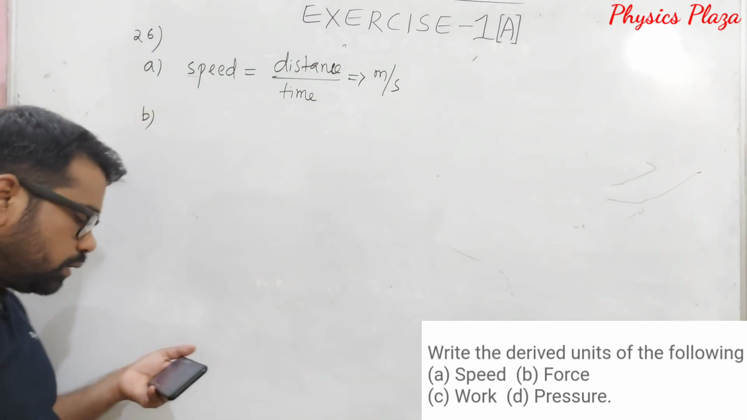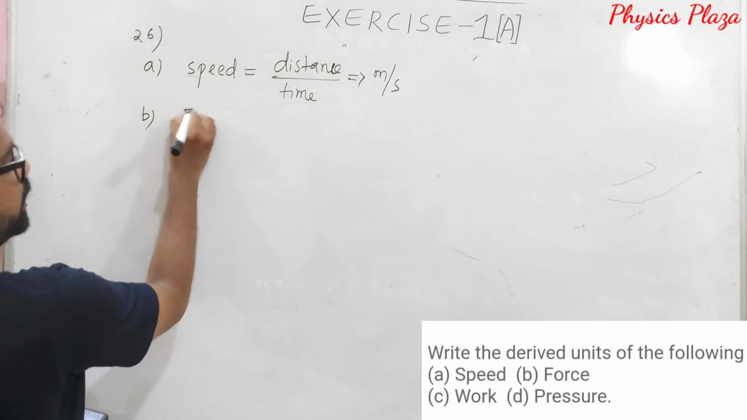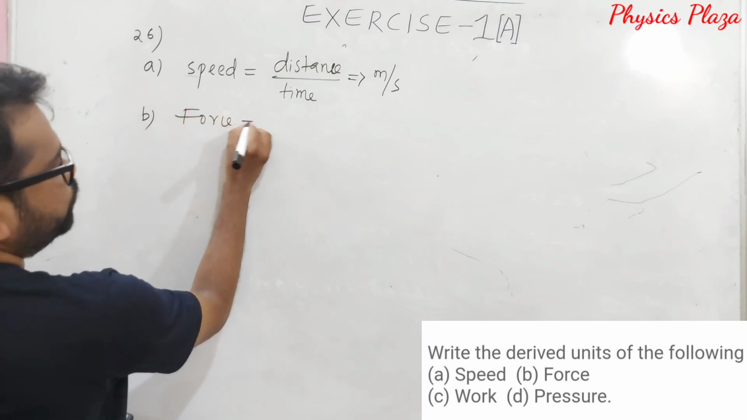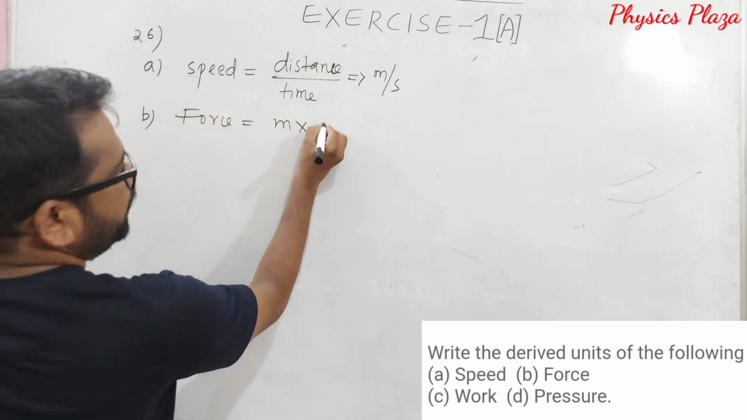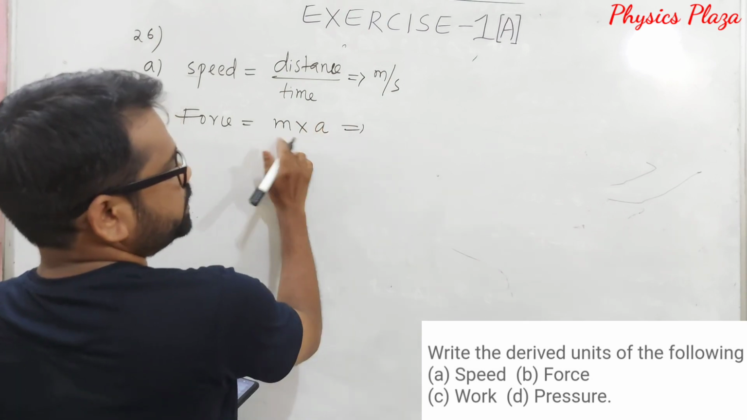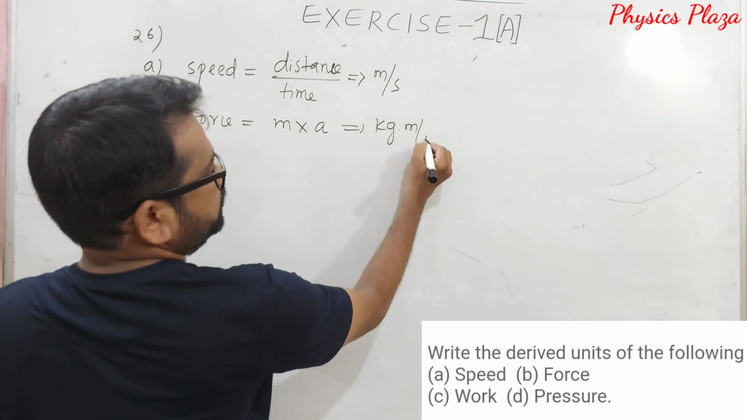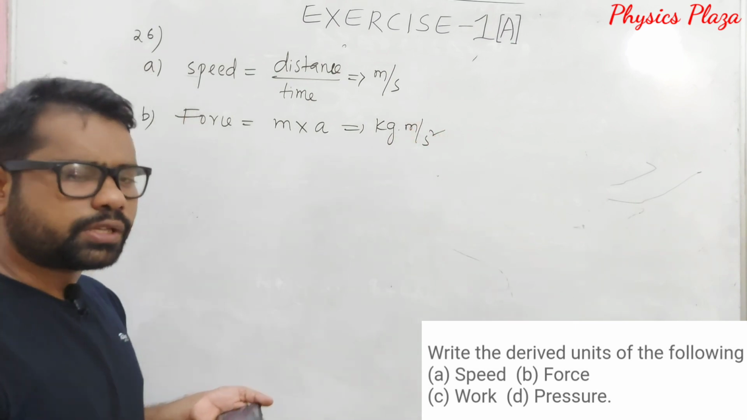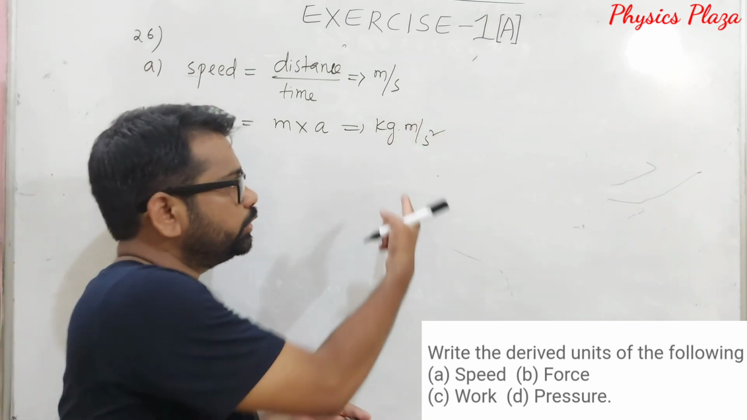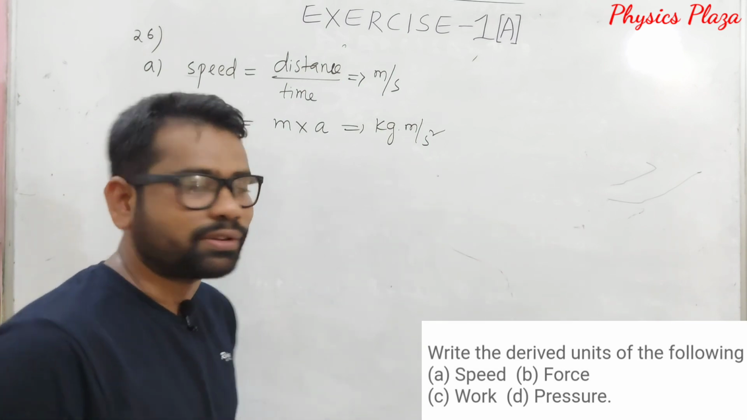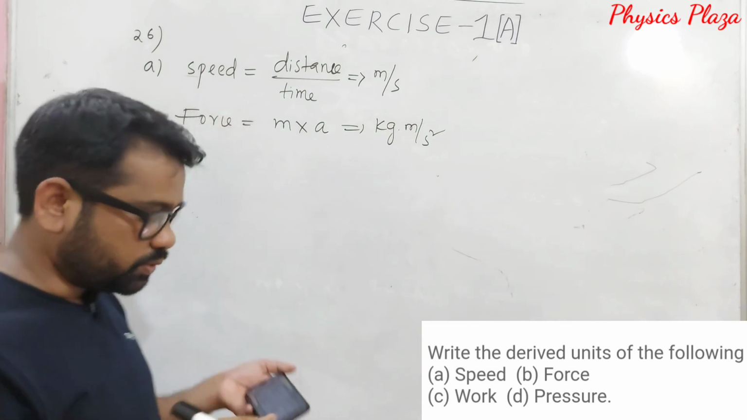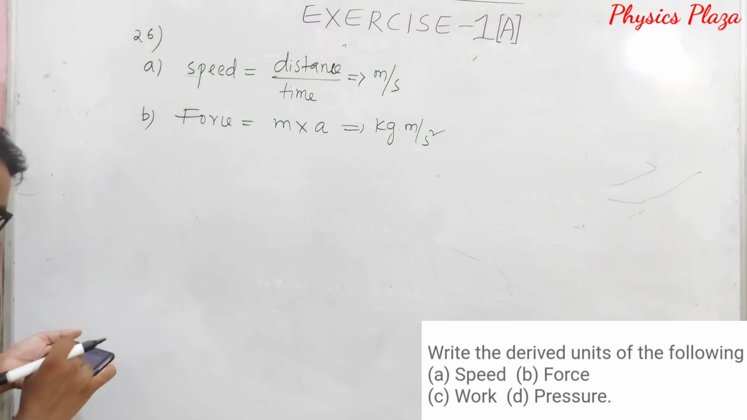B. Force. So children, already we discussed, force is equal to mass into acceleration. Mass is kg, acceleration is meter per second square. Just go back to our video, you will get how we got kg meter per second square. This one we can call a Newton also.